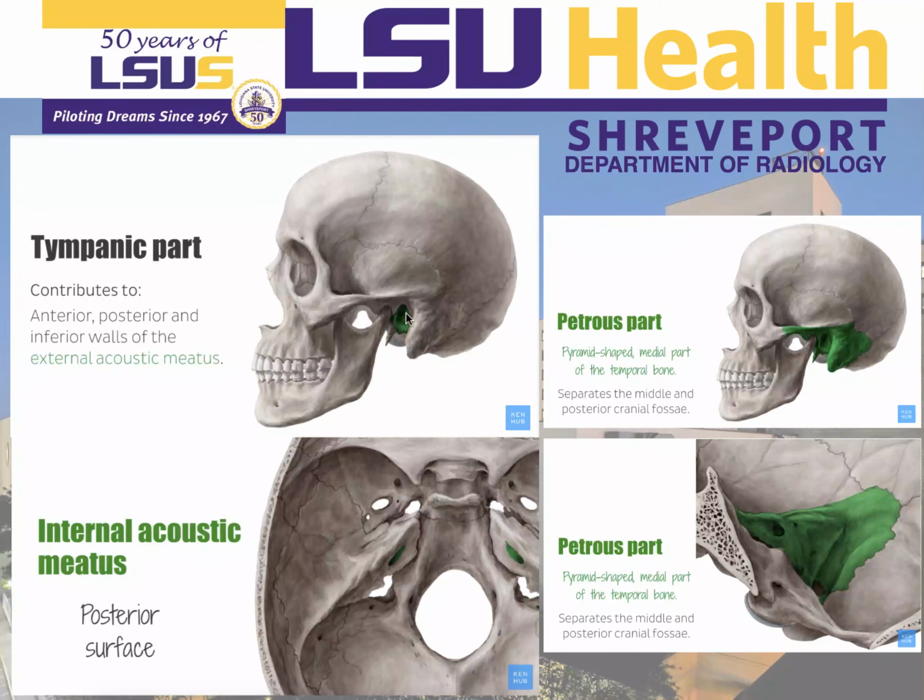This is the tympanic part. This is the petrous part from outside and from inside. And this is the internal acoustic meatus, or internal auditory canal.